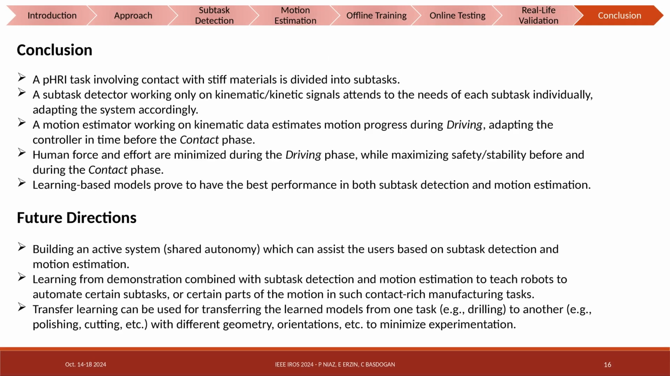In conclusion, we divide a pHRI task into subtasks and train a subtask detector and motion estimator to adapt the controller such that human effort is minimized during driving and instabilities are prevented at contact. Future ideas include using combined subtask detection and motion estimation for shared autonomy, kinesthetic teaching, or transfer learning to further boost productivity and enhance human-robot interaction.